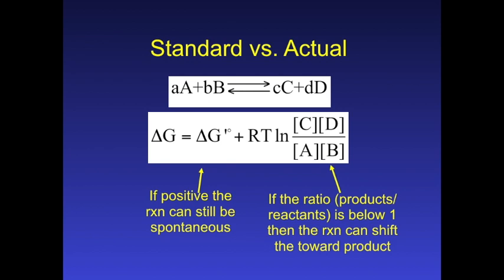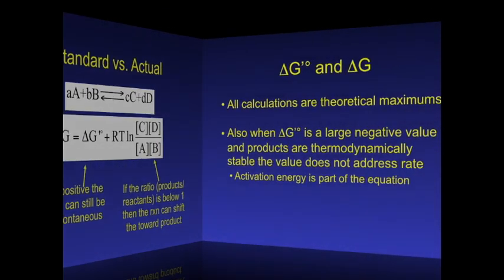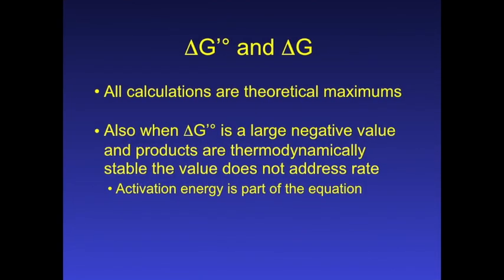And what we do is we modify the standard versus the reality of the situation, the concentration difference, and we can get a delta G that is negative, even if the delta G prime naught is positive, if we manipulate the system. All calculations in delta G and delta G prime naught are theoretical maximums.